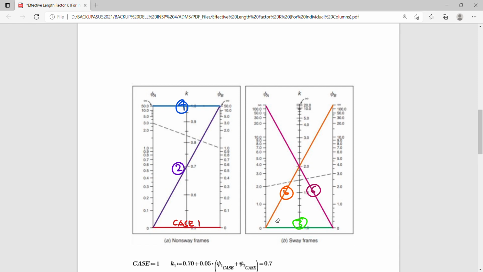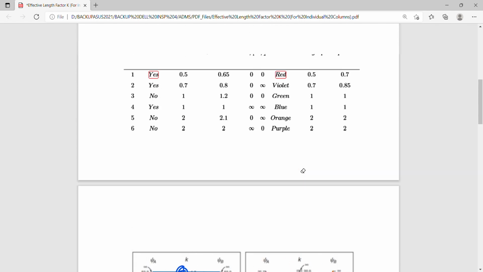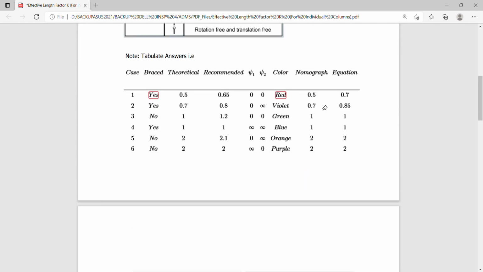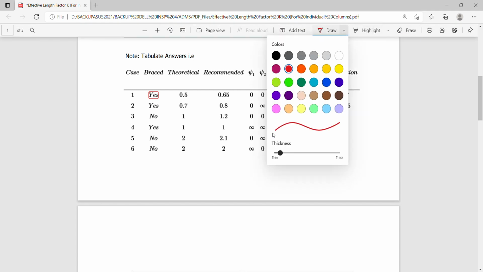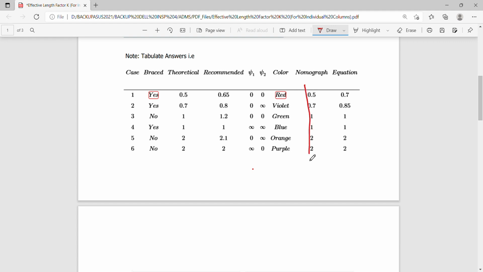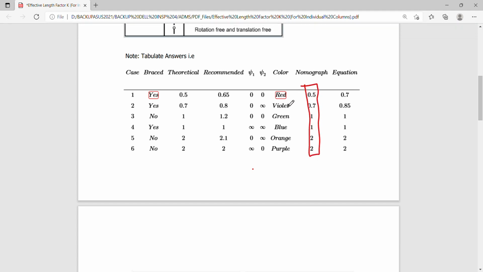For case 5, it's 0, infinity again. On the sway frame graph, it's 2.0 and infinity 0, which is simply the reverse of case 5. We get k equals 2.0. So these are now the values of your k using the nomograph.